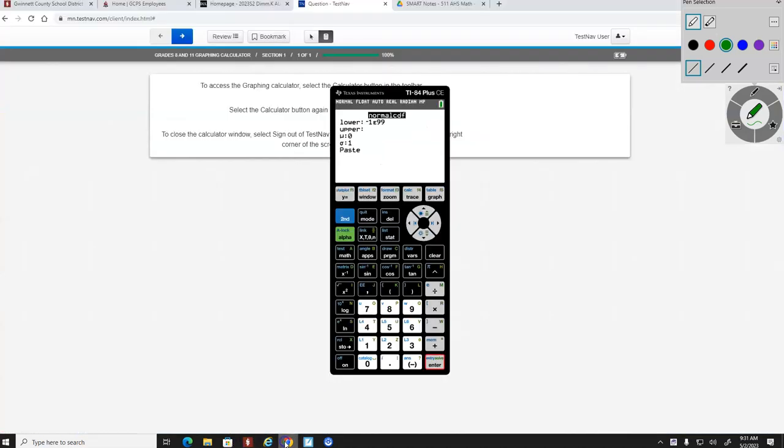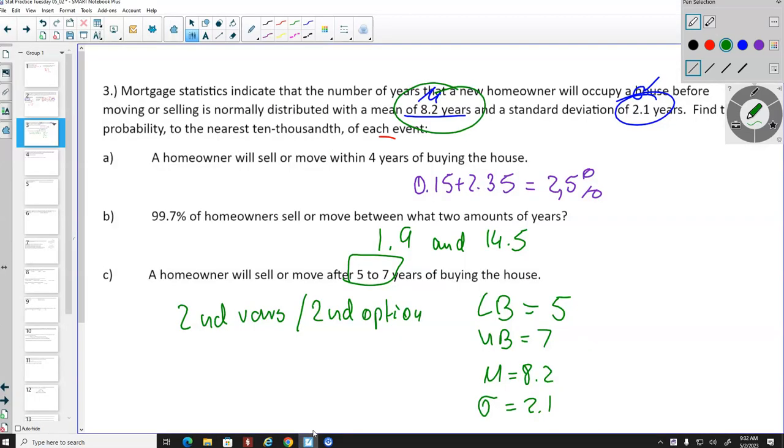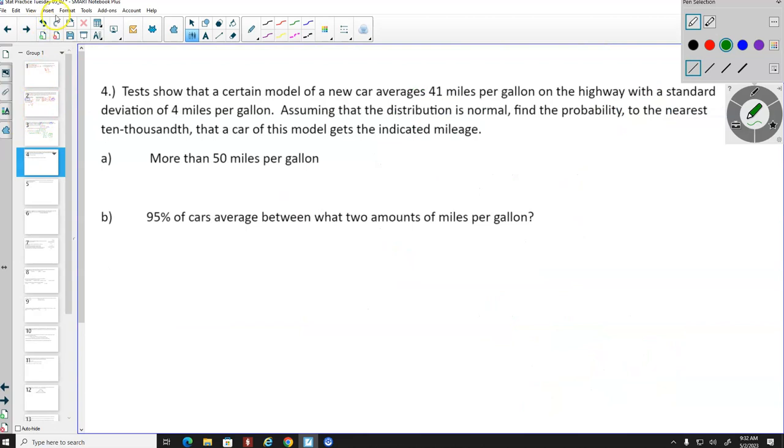So plugging this all into the calculator, 5, 7, 8.2, 2.1, and pressing enter. Okay, we get 0.2200. So our answer is 0.2200, so that's 22%. So 22% of homeowners will move or sell the house after between 5 to 7 years. All right.